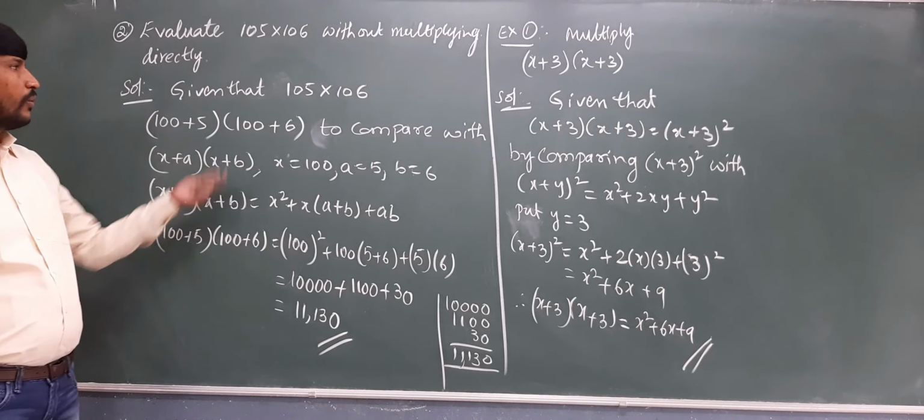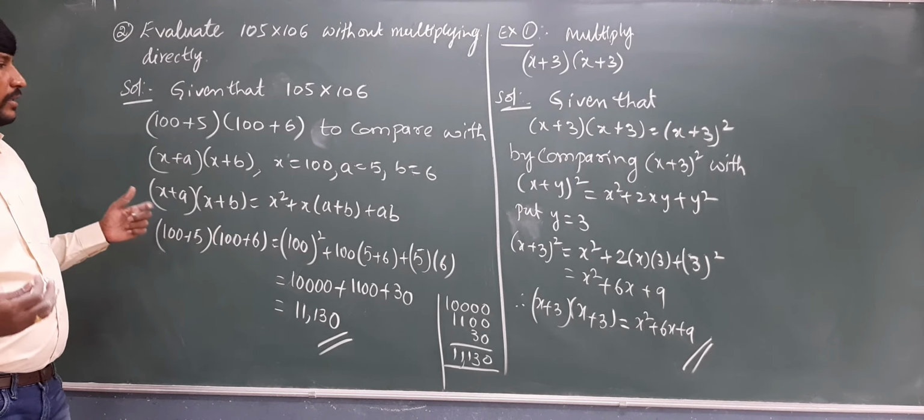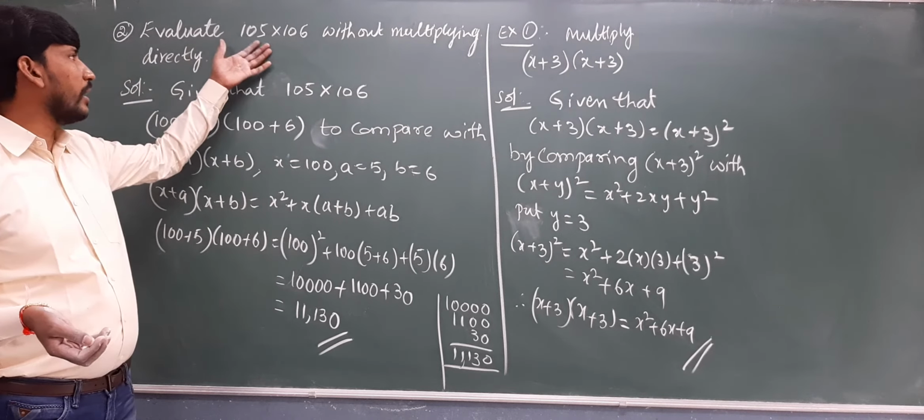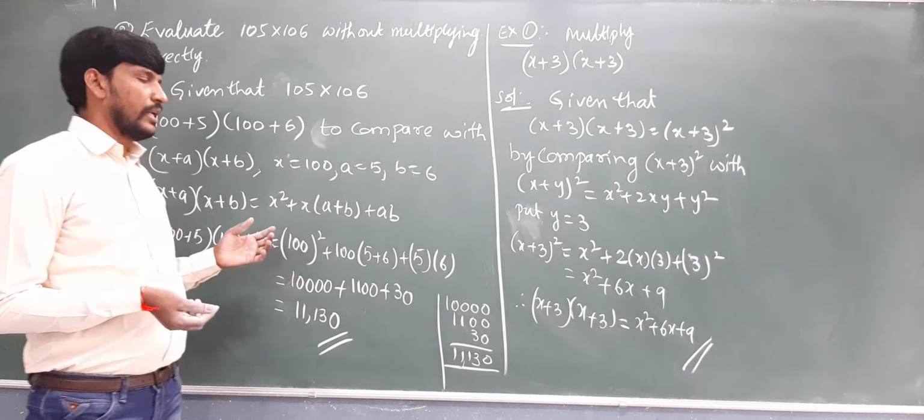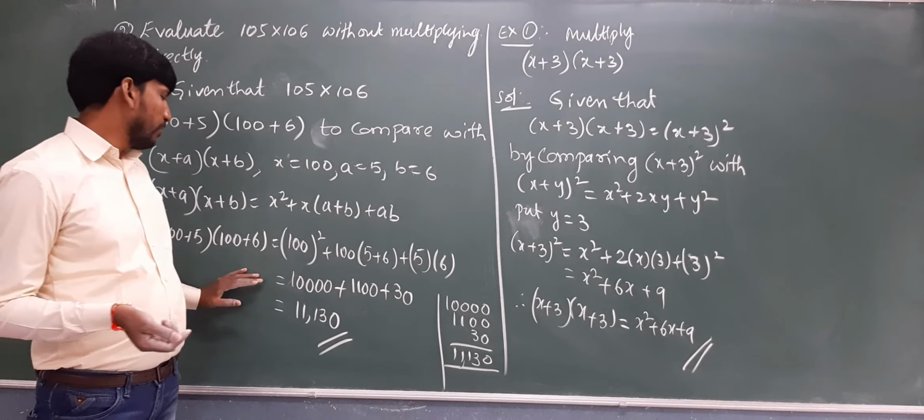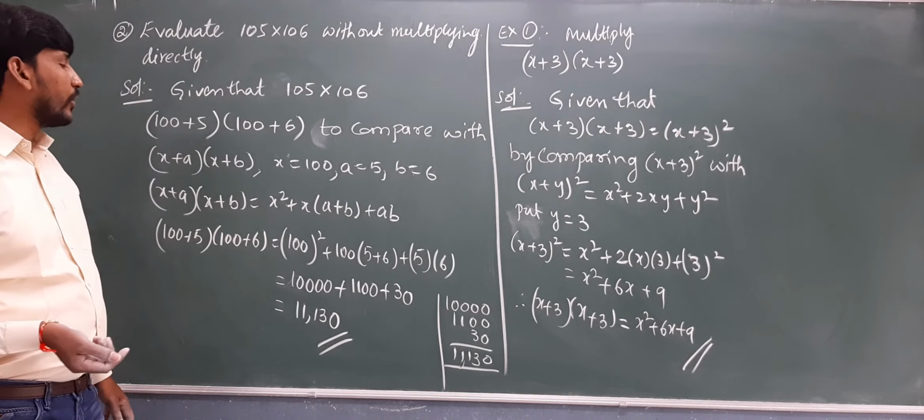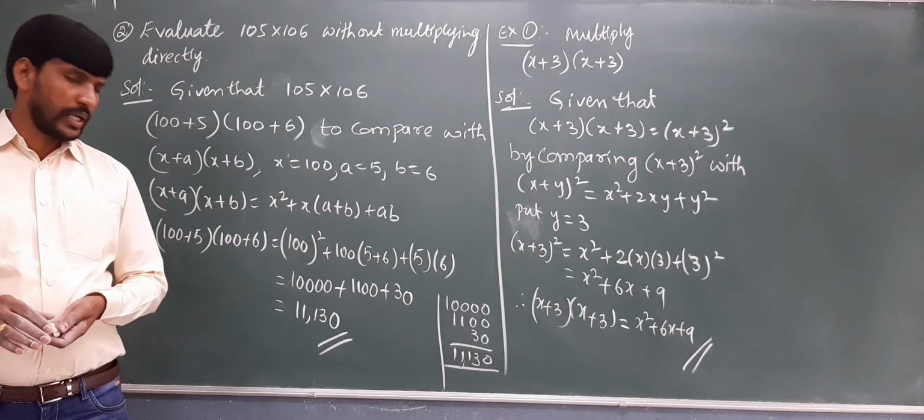Which value? 105 into 106. This is the use of identities to multiply. If you multiply these two values directly, it is a long, time-taking process. That's why we are going to do it by using identities. We found the value of 105 into 106 equal to 11,130. Let us move to another example.